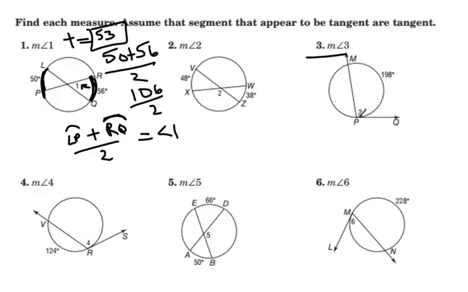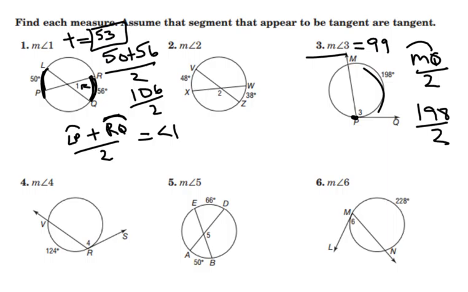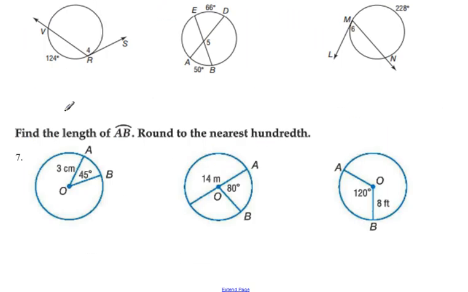Number 3, this is an angle that is on the circle, so it's just an inscribed angle. An inscribed angle is half the arc, so half of 198 is 99. Alright, we're going to skip down here to number 7.